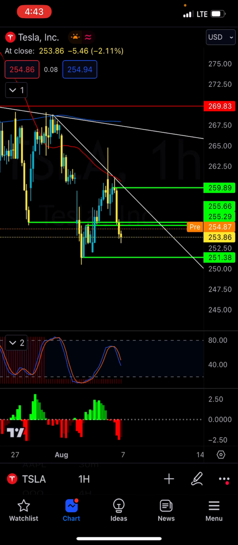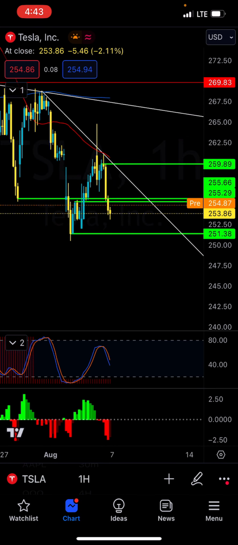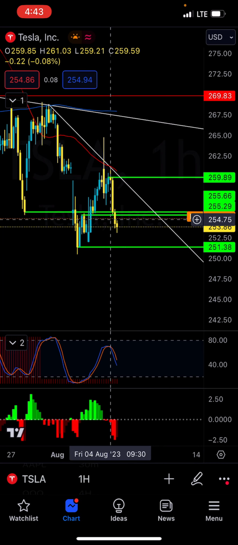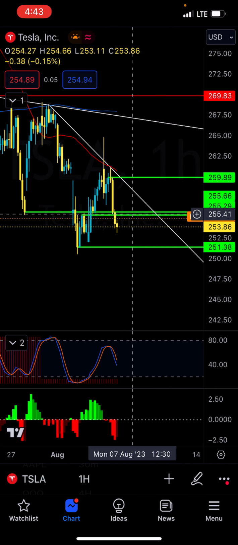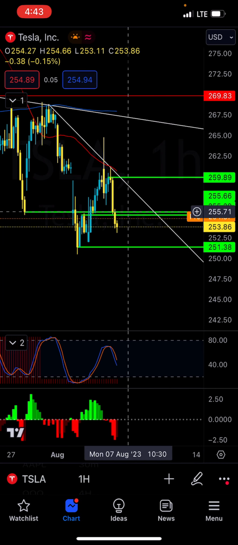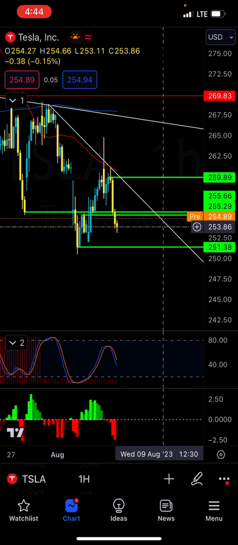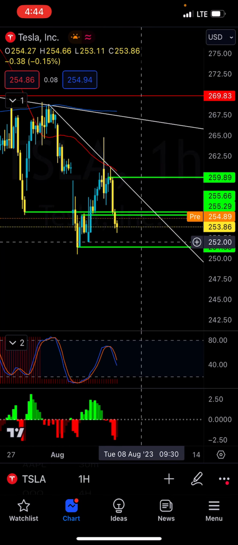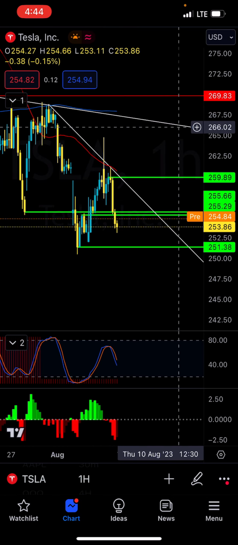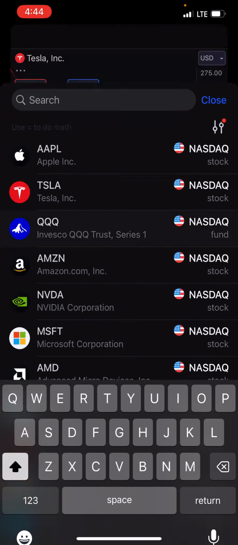So I think I would only look at purchasing Tesla if it drops back down to 251. I do not think it's gonna break this double resistance at 255. I think it'll kind of hang out here and then come right back down. And then from maybe down here, push one more time, possibly break this trend and then go back up to 265. So that's what could happen with Tesla.